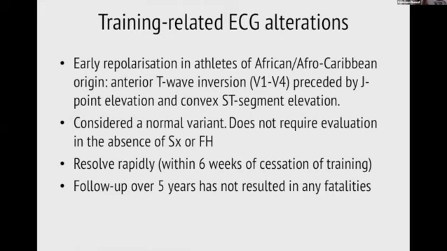The T-wave pattern resolves rapidly, within 6 weeks of cessation of training, and follow-up of those athletes over 5 years has not resulted in any fatalities. But it should not be confused with the downsloping ST segment elevation in V1 to V3 found in Brugada-like EKG patterns, which is abnormal.